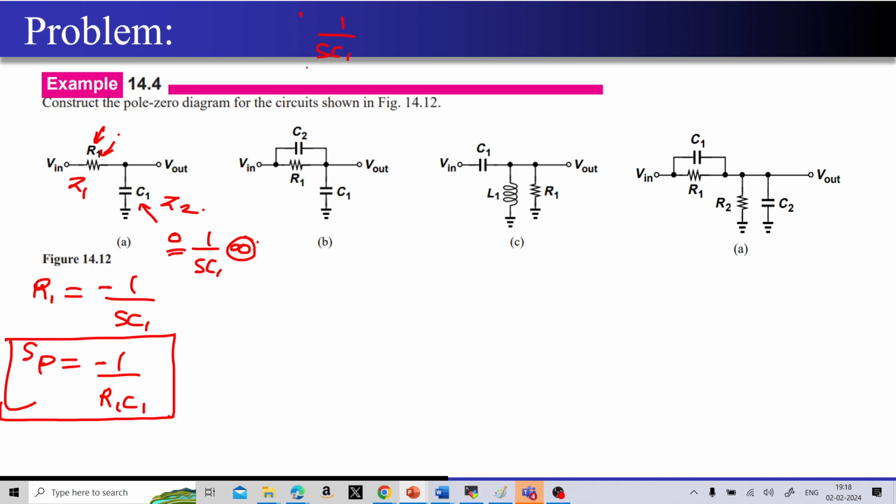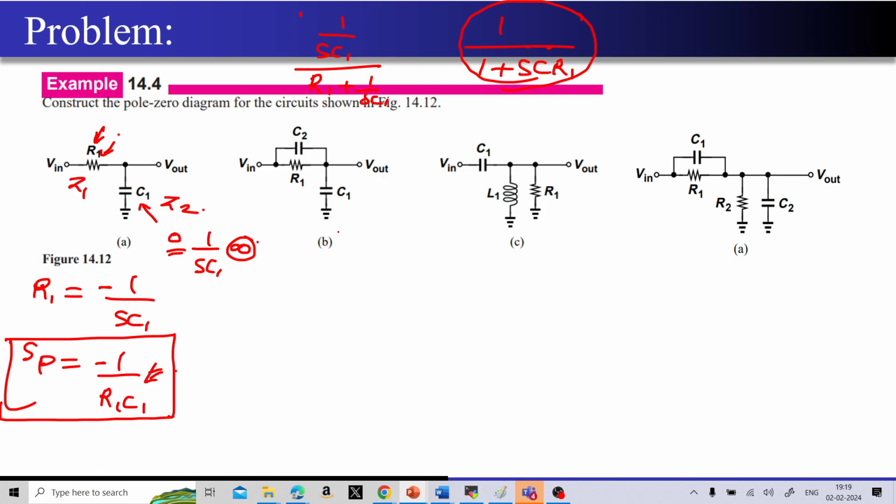So 1 upon SC1 divided by R1 plus 1 upon SC1. Now if you just multiply, you will get 1 upon 1 plus SC R1. Correct? So this is the transfer function for the first circuit that we got. And this exactly confirms the same thing, that it contains just one pole.